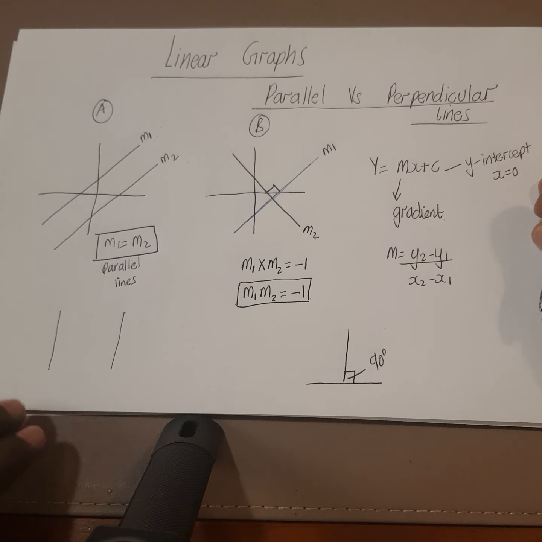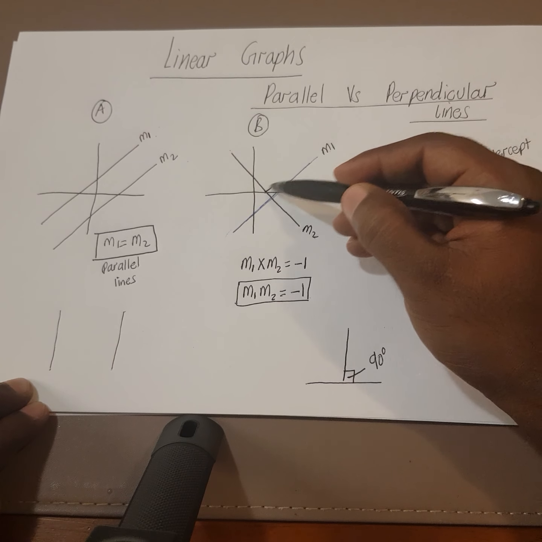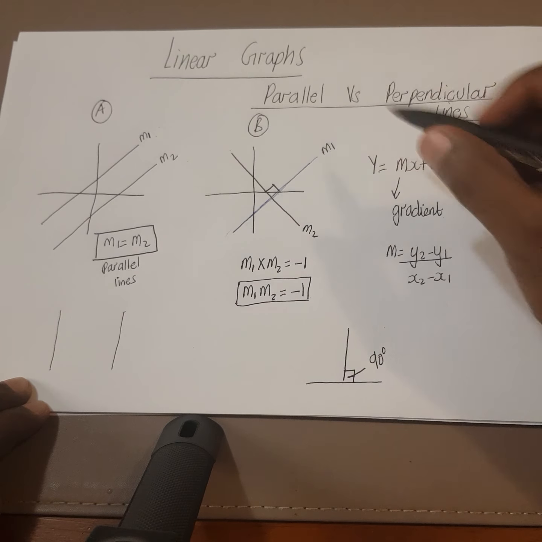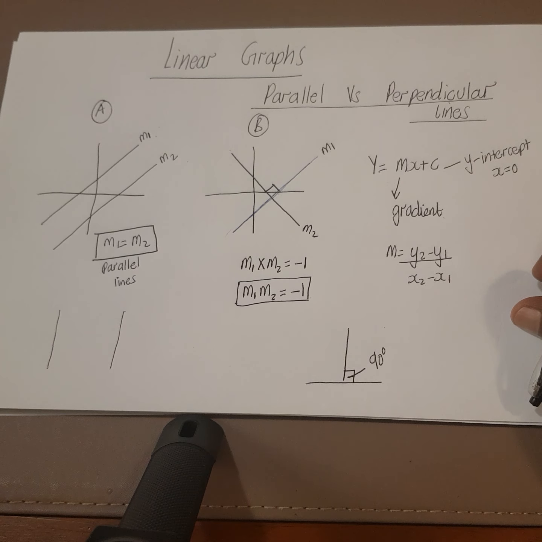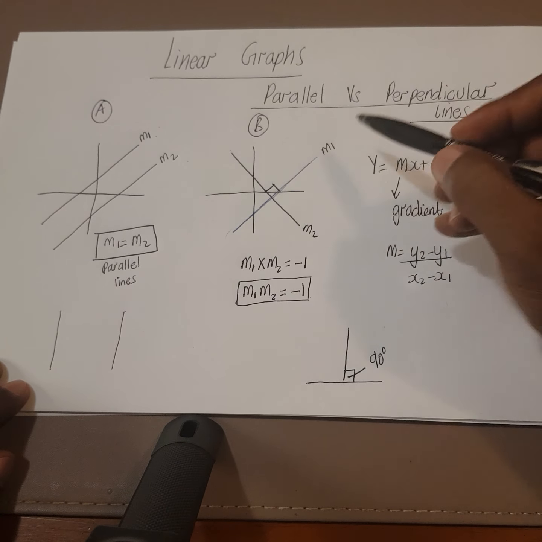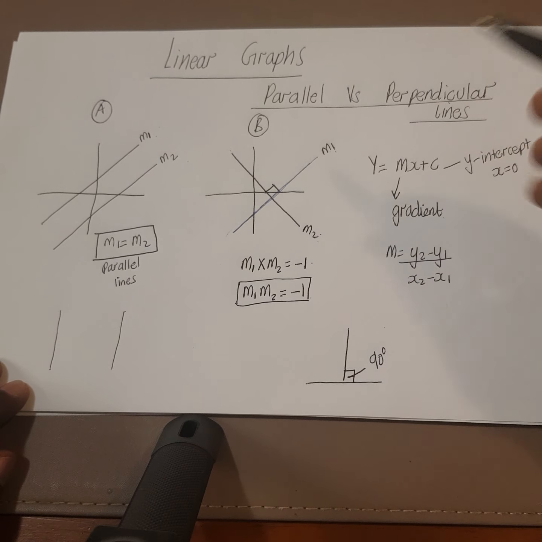In perpendicular, the lines actually meet, but they meet at right angles. Perpendicular means 90 degrees. So perpendicular lines in linear graphs means two lines that meet at 90 degrees. They meet at right angles, and therefore the product of their gradients, M1 and M2, equals -1.